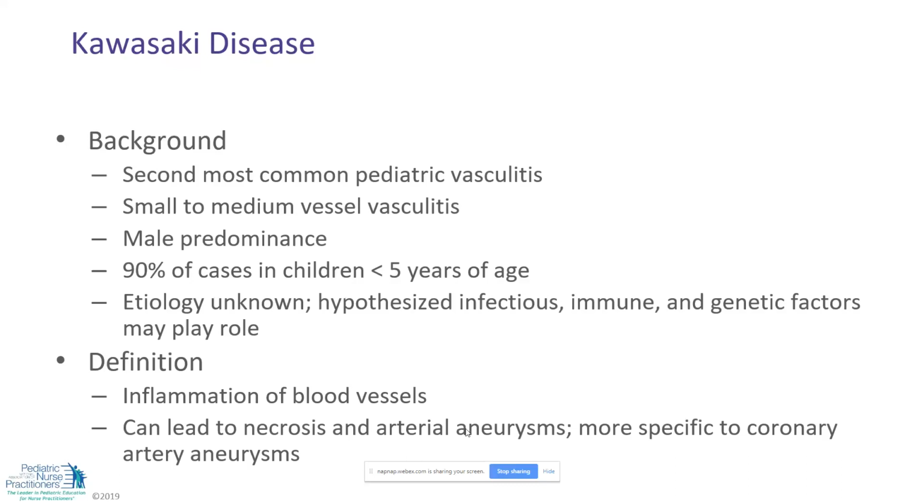So the definition, as you guys know, this is inflammation of the blood vessels. And the things that we really worry about in Kawasaki are those coronary artery aneurysms. And so as those blood vessels inflame, it can lead to necrosis and arterial aneurysms. And it's really the coronary ones that are of the greatest risk for these patients.